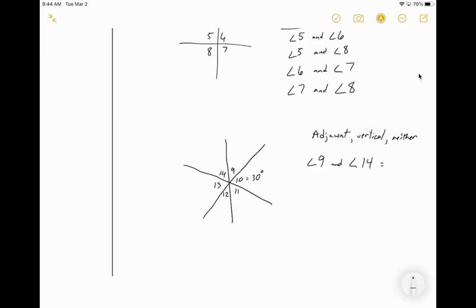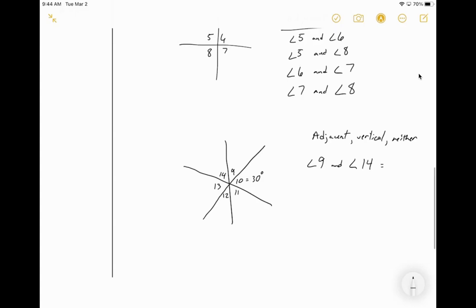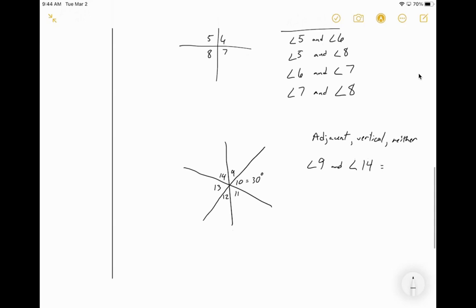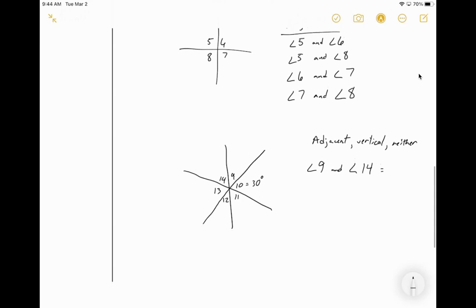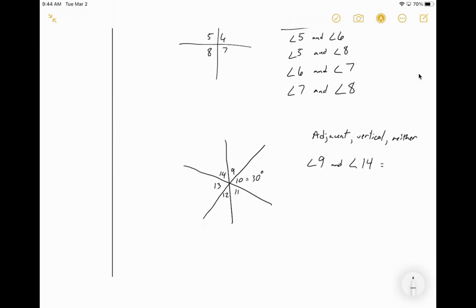Look over your notes for right now. Are they across from each other, vertical? Are they adjacent, next to each other, or are they neither? What do you guys think? All right, good. And again, don't worry about spelling too much. Just try your best, okay? These guys are adjacent. You can write ADJ if you want. You can just kind of shorten it if you want.